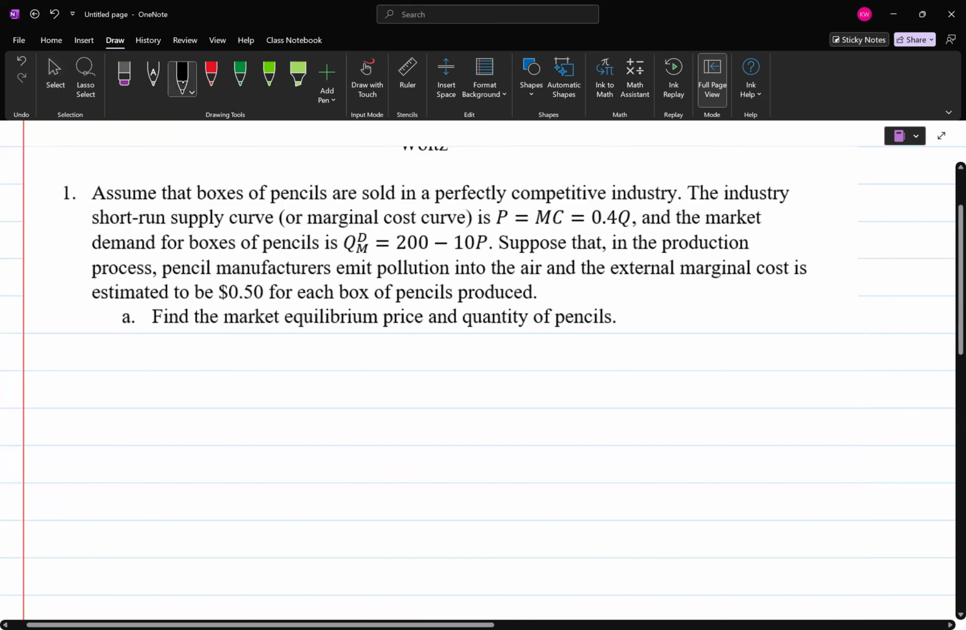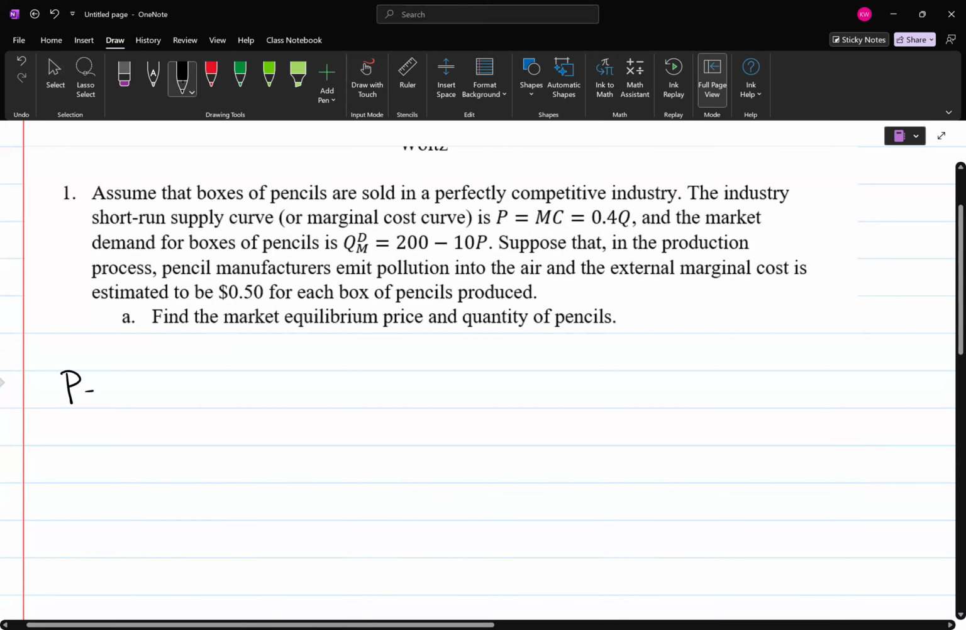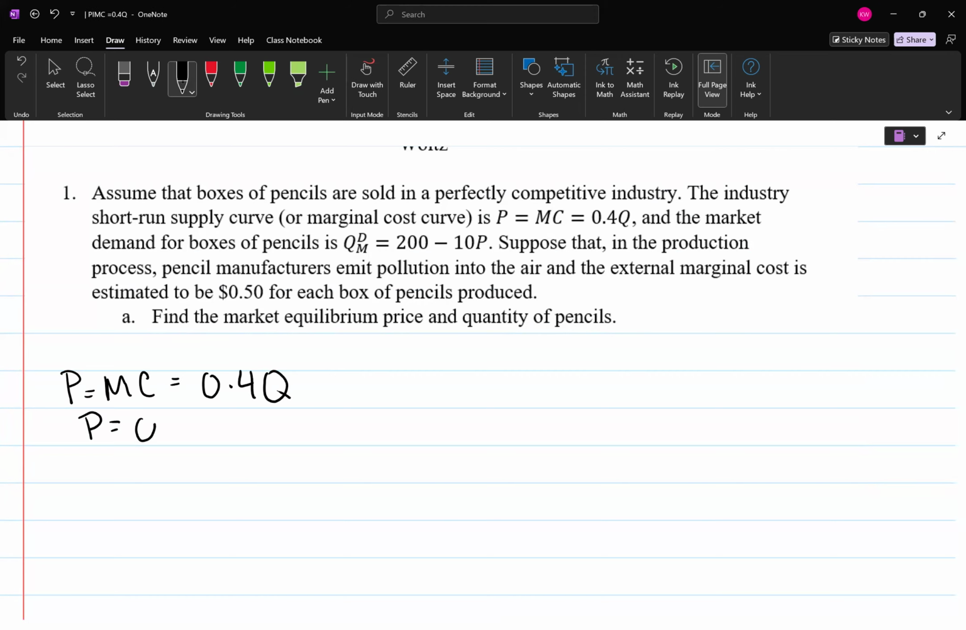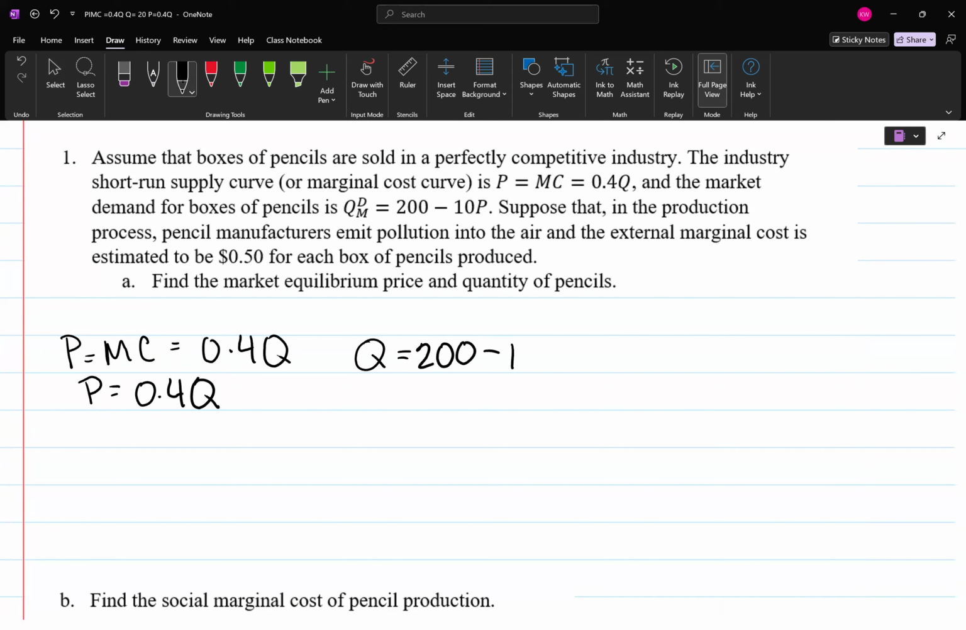We're given the firm's short-run supply curve, which is their marginal cost curve. And since we know that price equals marginal cost, which is equal to 0.4 times quantity, we know that their inverse supply equation is price equal to 0.4 times Q. We're also given the industry demand for pencils, which is quantity demanded equal to 200 minus 10 times the price.